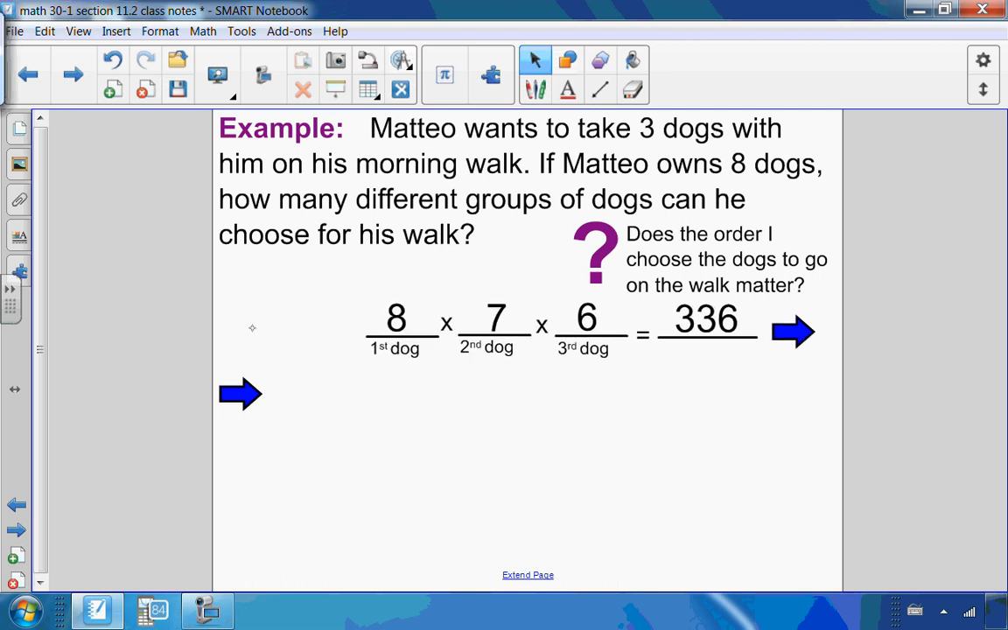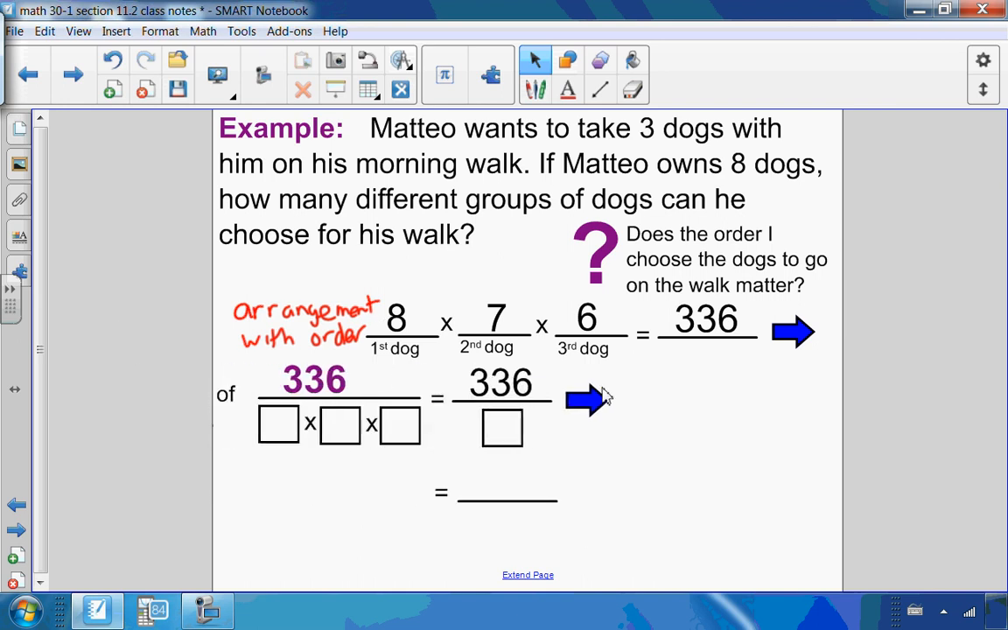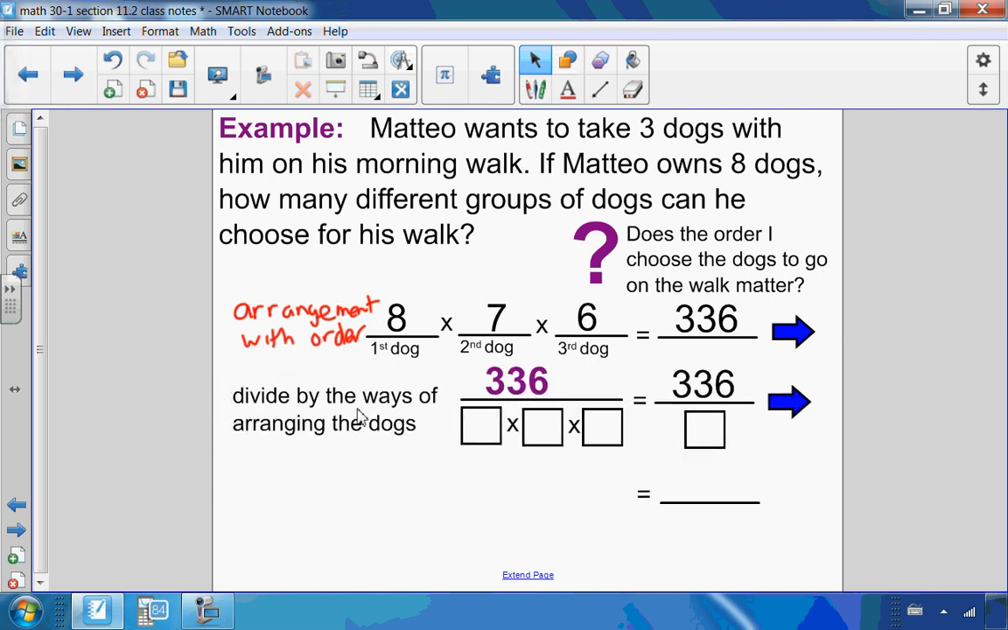Okay, so this is the number of ways that I can arrange 3 dogs when order matters. So this is an arrangement, we'll say, with order being important. Now, since order doesn't matter, we should divide by the ways of arranging the dogs. Since it doesn't matter if I pick this one first, second, or third, well, let's look at those 3 dogs. There are 3 times 2 times 1 ways of arranging them, which is 6 ways.